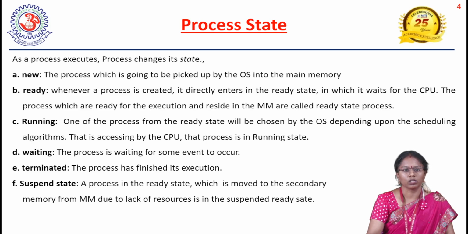Or if the process is in ready state but it has been moved to the secondary memory from the main memory due to some lack of resources, that state is called a suspended state. So here, as the process is ready for execution, it goes through a number of states from starting to the ending: new state, ready state, running state, waiting state, terminated, and suspended state. I have described these states now, and it has been pictorially represented here.